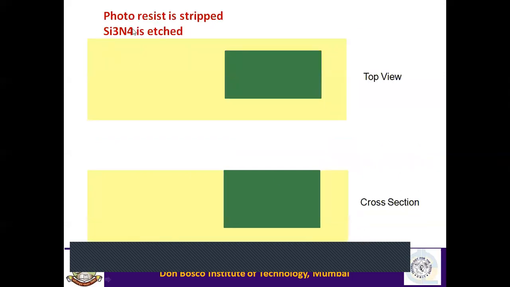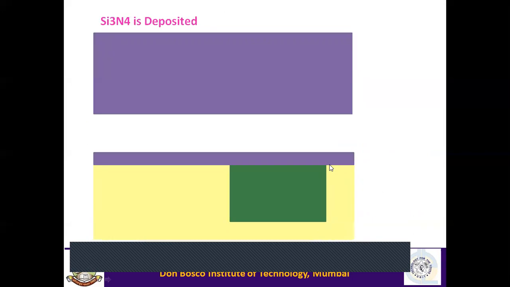In the next step, we remove everything. Silicon nitride is etched away, then photoresist is also etched away. And from the top, what you can see is substrate everywhere. In that substrate, there is an N-well. Here it is the N-well from the cross section. Now next, again silicon nitride is deposited.